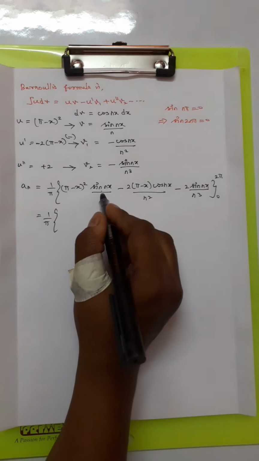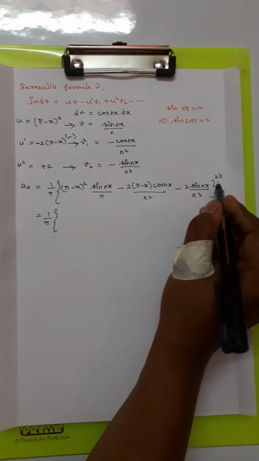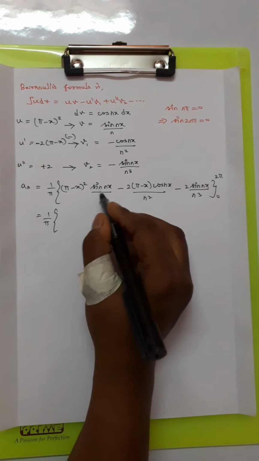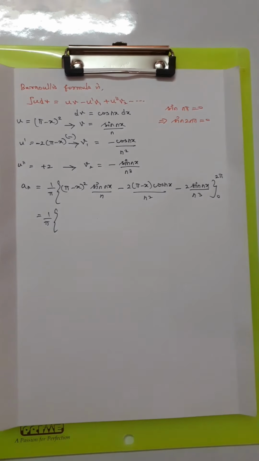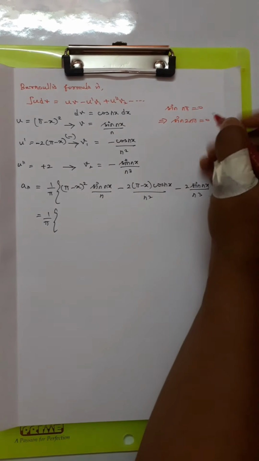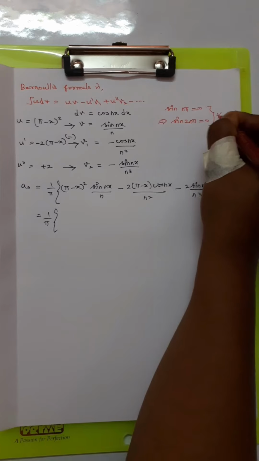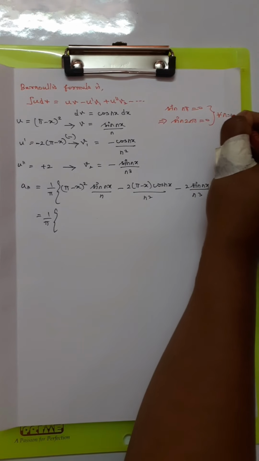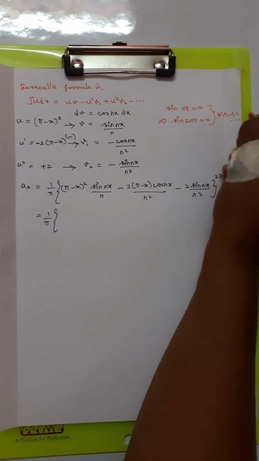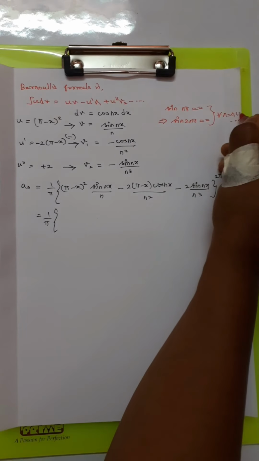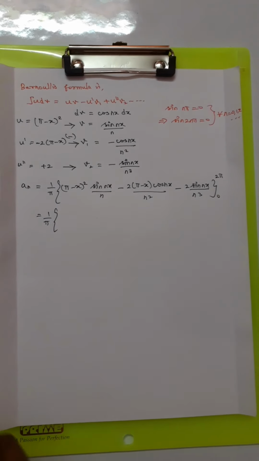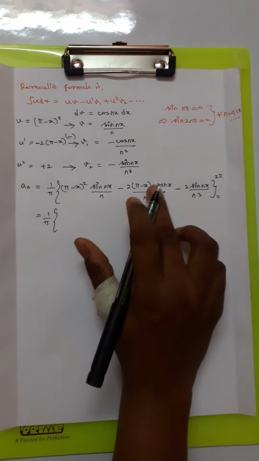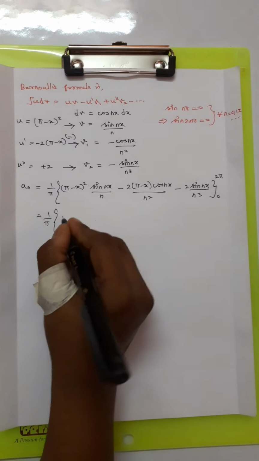Sin 2n pi becomes 0 when x takes the value 2 pi. So overall this is sin 2n pi, and it becomes 0 for all values of n, that is n equal to 0, 1, 2, etc. Right. Then the second term, we have minus 2 here.